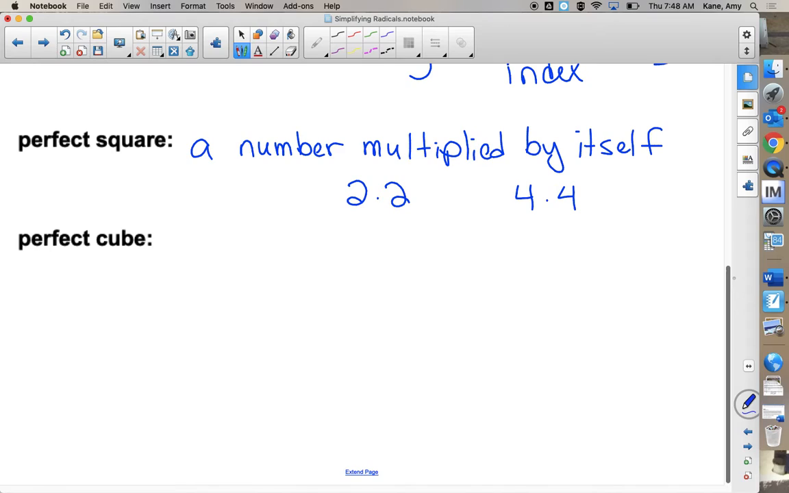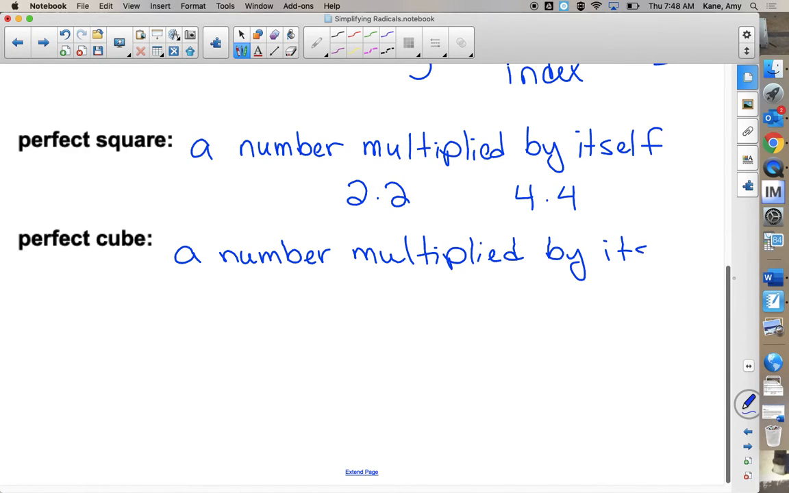How would you then describe a perfect cube, Nina? Number multiplied by itself twice. Yeah, sure. Number multiplied by itself twice. Of course, we could go on and on and on, but I think defining two of them, you get the idea. So a perfect cube is 2 times 2 times 2, not just 2 times 2.